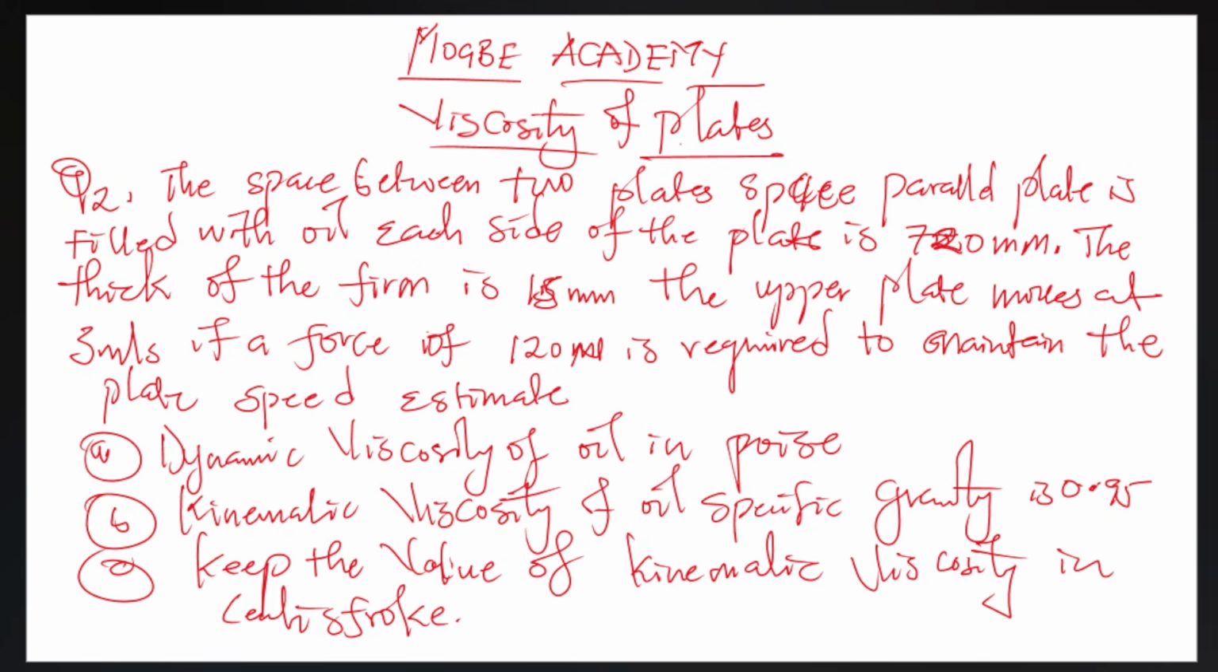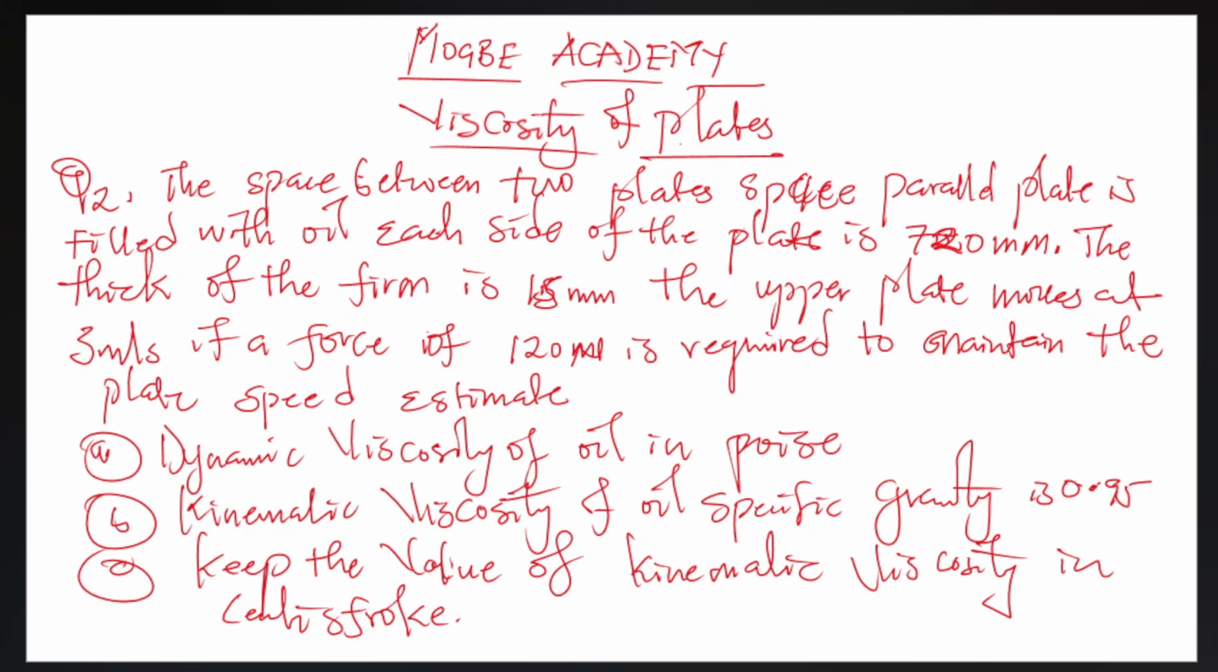The thickness of the film is 15 millimeter, right? So this 15 millimeter is given to be the distance from the fixed plate to the moving plate. The upper plate moves at 3 meter per second, and you are given the velocity for your moving plate.